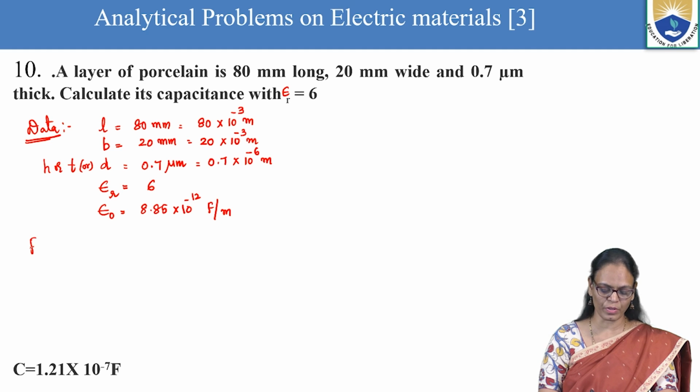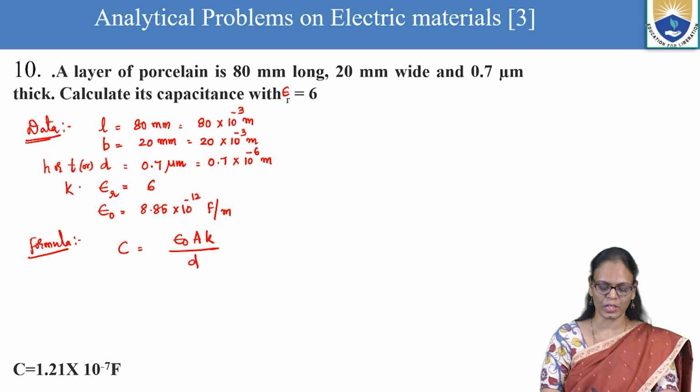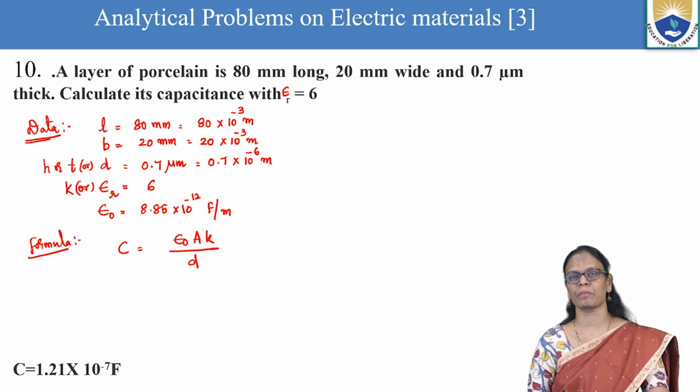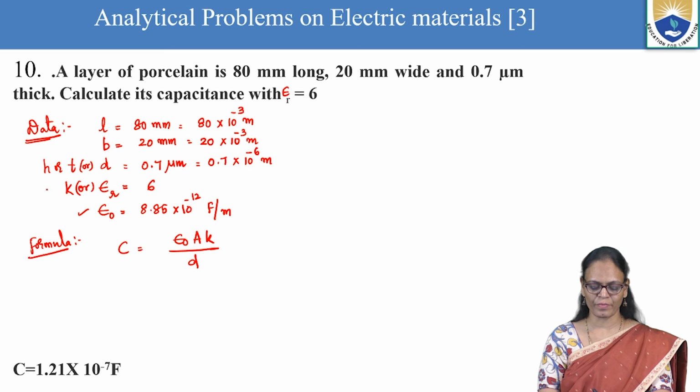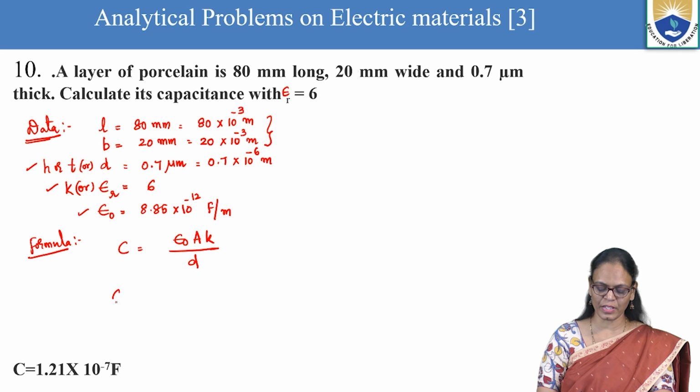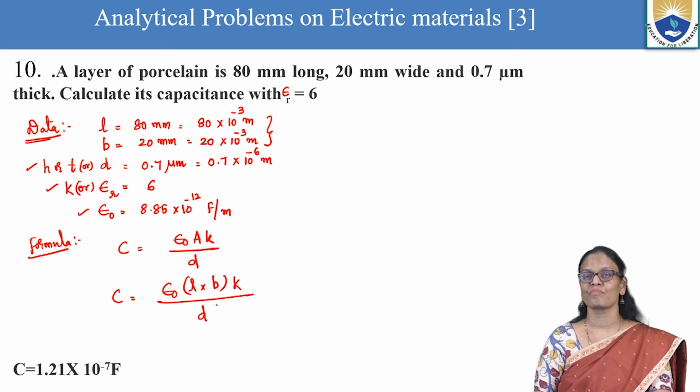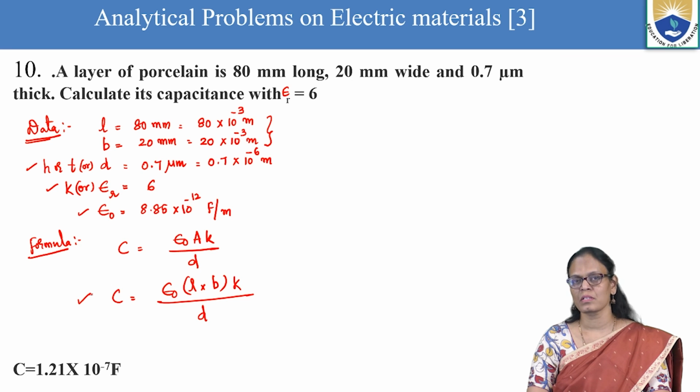So what is the formula we are going to use now? C is equal to epsilon naught A K by D. K or epsilon r, both mean the same. We have epsilon naught, we have the value of K, we have the value of D. So how do we get area? Area is nothing but length into breadth. So I can write this as epsilon naught into length into breadth, which gives the area, multiplied by K upon D. So this formula we'll take and do the substitution.